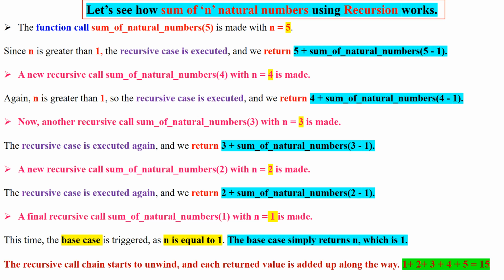This time, the base case is triggered, as n is equal to 1. The base case simply returns n, which is 1. The recursive call chain starts to unwind, and each returned value is added up along the way. 1 plus 2 plus 3 plus 4 plus 5 is equal to 15. Now, you can enter a different number and work out this code.